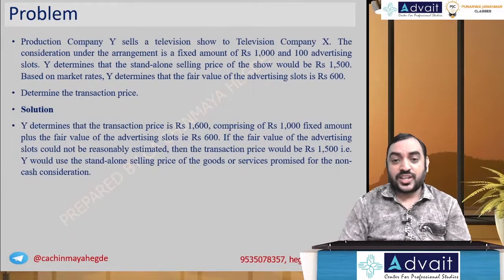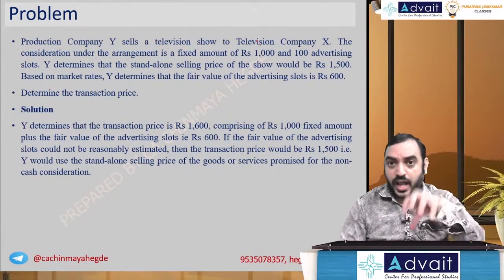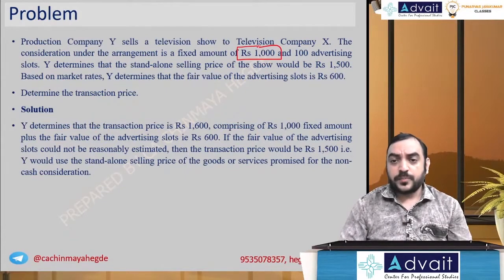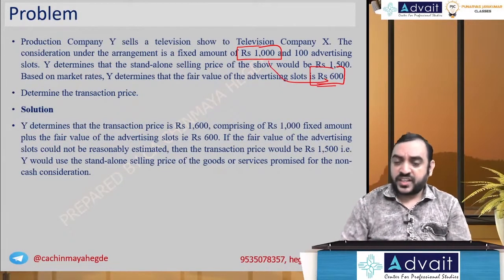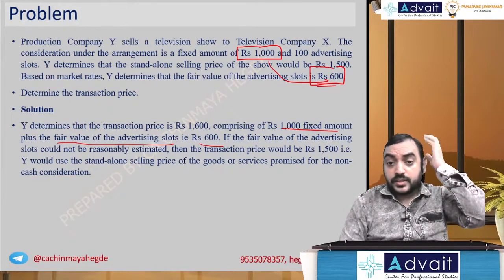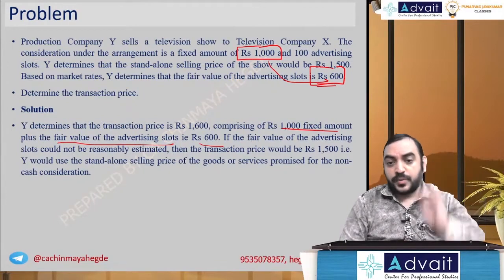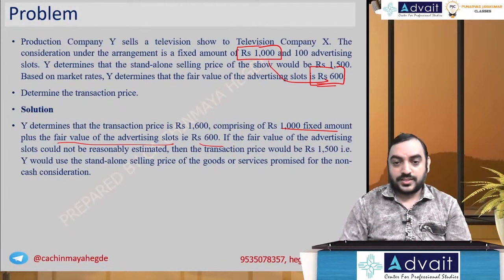Determine the transaction price. So what is the transaction price going to be? As per the contract, transaction price is 1,000 rupees, and then the fair value of advertising slots is rupees 600. Therefore, it becomes 1,600, comprising 1,000 fixed amount and fair value of advertising slots 600. Two separate performance obligations. If the fair value of advertising slots could not be reasonably estimated, then the transaction price would be 1,500. Why would we use the standalone selling price of the goods promised for non-cash consideration?